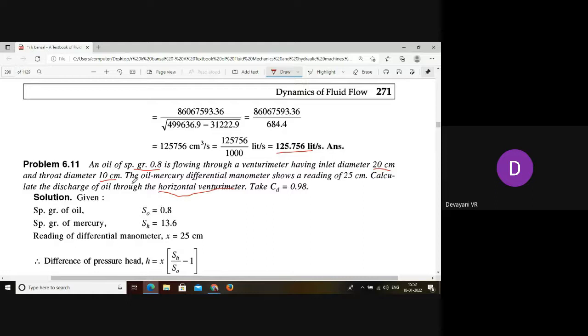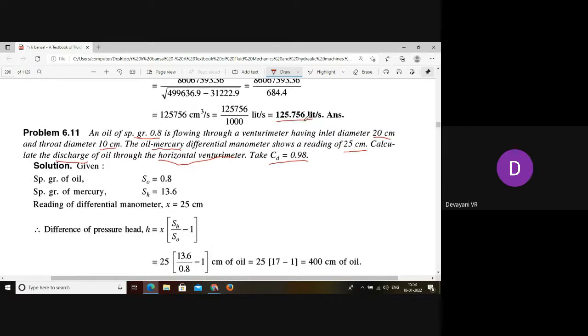And they said that it is an oil mercury differential manometer. So the heavy liquid in the manometer is mercury. And the oil mercury differential manometer reading is given as 25 centimeters. So they directly gave the X value. The difference between both limbs, H1 minus H2, is given as 25 centimeters. And they have given CD, the coefficient of discharge, as 0.98. Using these values, what should we calculate? We should calculate the discharge.